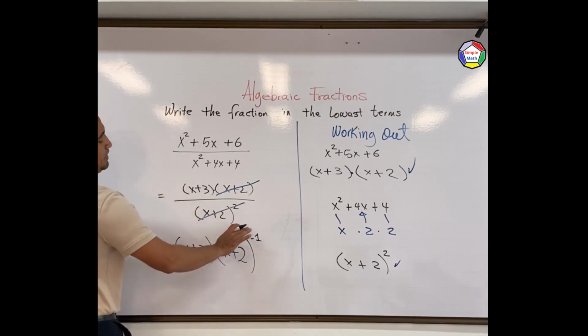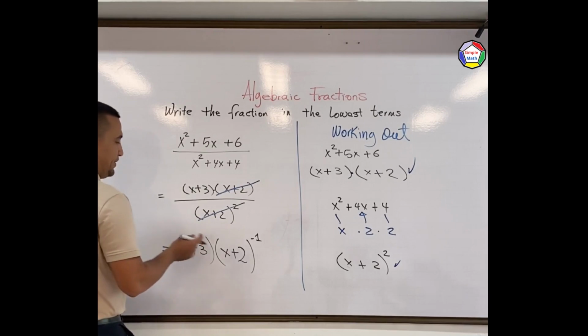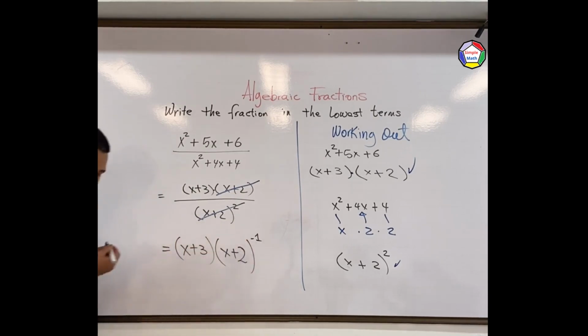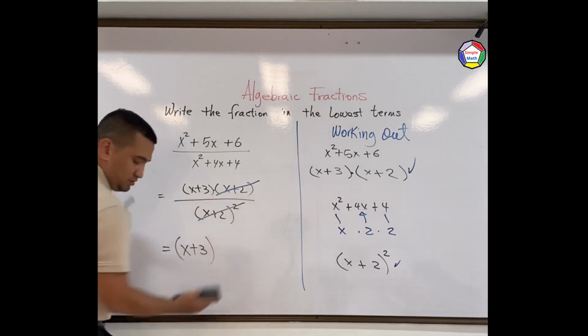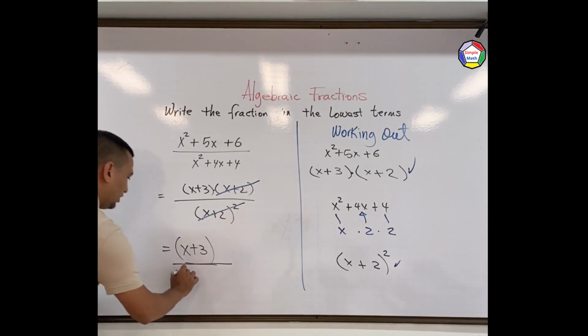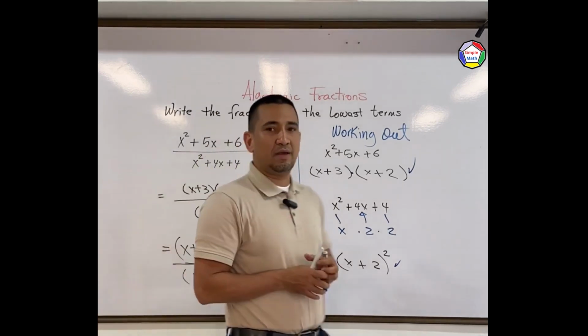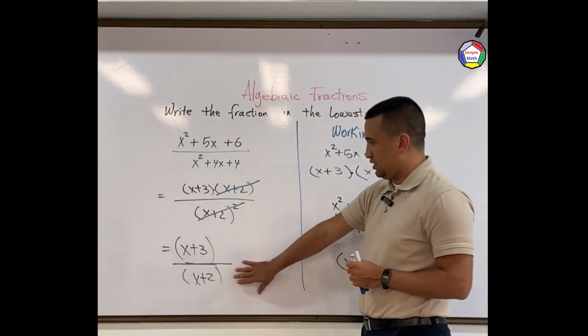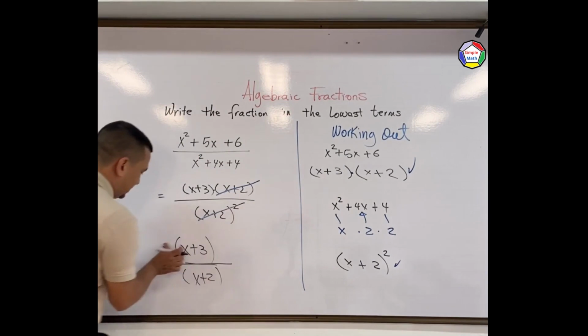But we can't leave it like this, so we move it down according to the property. We raise this and move it down as a denominator. So this is x plus 2. Finally, this is going to be our answer in the simplest form. I'm sorry, this must be here.